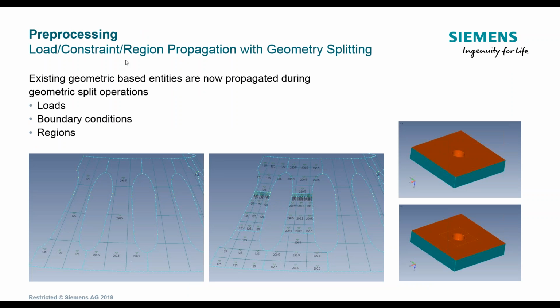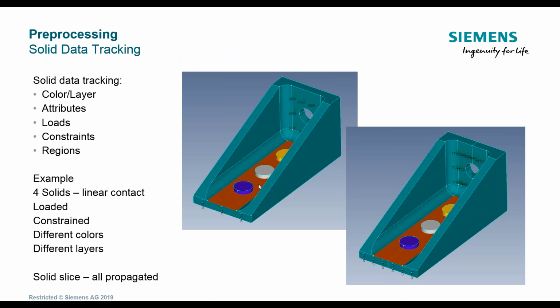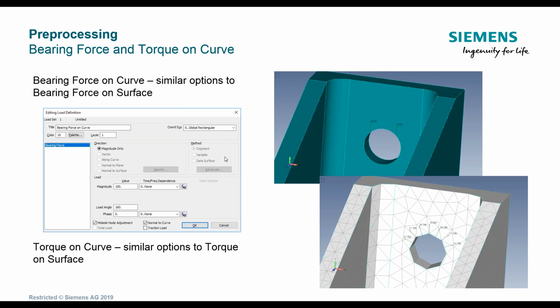So if you have loads, constraints, regions, connections defined on a solid or on geometry, when you edit the geometry and you do split operations, those loads and constraints or boundary conditions or the connections will propagate, so the definitions won't get messed up, and they'll propagate onto the new solids. And that's what's shown here as well. Solid data tracking through those different entities. So once it's sliced, they all propagate properly. So you can see going from the constraint on one surface to this same constraint on two surfaces.